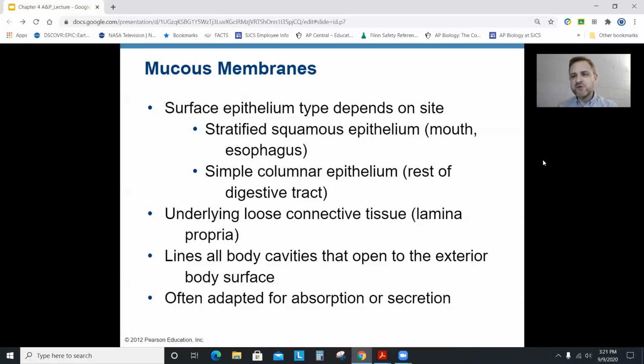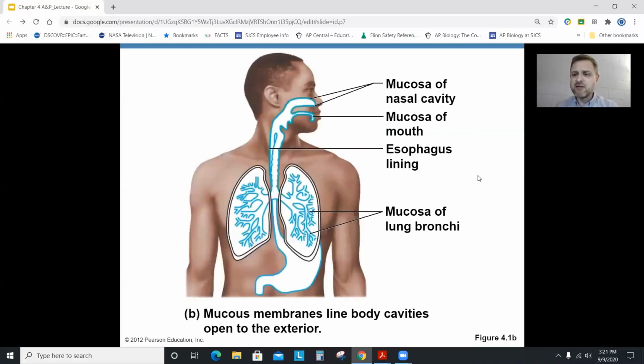And oftentimes mucous membranes, not every mucous membrane produces mucus. Some of them do, though. Ones in your digestive system do produce mucus. These membranes are usually adapted for secreting stuff, like maybe mucus, or for absorbing things into the body. This diagram from the book kind of shows, you have mucous membranes that line your nose, your mouth, your lungs, your digestive system.